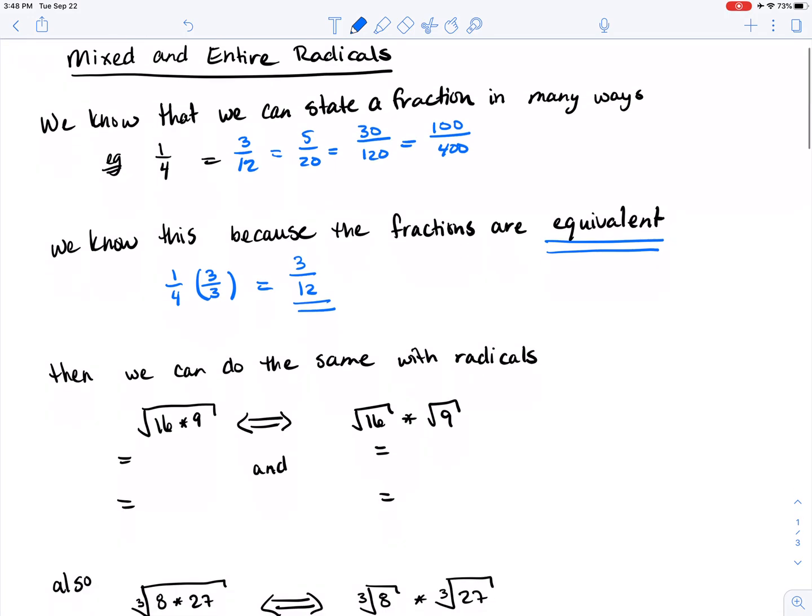So let's look at the square root of 16 times 9. Now that equals the square root of 144, and the square root of 144 is 12. Now what happens if I separate it out? So it's the square root of 16 times the square root of 9. Well, the square root of 16 is 4, and the square root of 9 is 3. That also equals 12. So the square root of 16 times 9 is equivalent to the square root of 16 times the square root of 9.